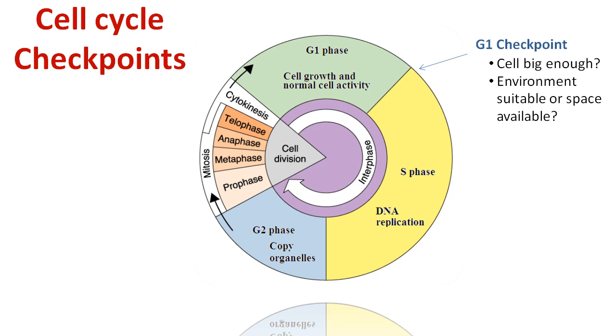The first is called the G1 checkpoint, and it's concerned with evaluating two questions: is the cell big enough, and is the environment suitable, or is there space available? Think of this as a lot like a traffic control signal. Cells that can answer these questions in the affirmative move on to the next stage. If they cannot, then they stop and go back to G1, where they may continue to grow or continue to perform their cell activities. Some cells remain in the G0 stage for their entire existence.